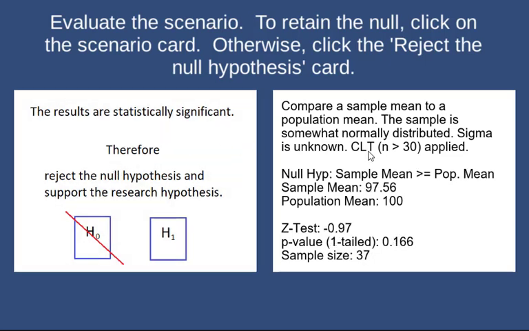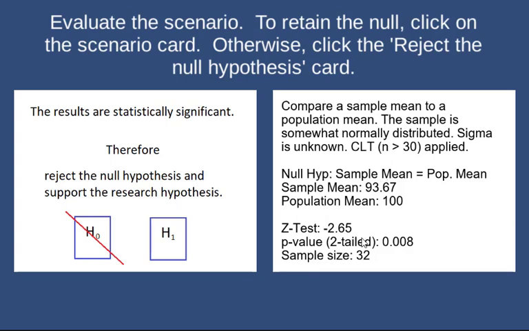Okay, we have another scenario where because our sample size is larger than 30, we can go with the z-test. It's going to be a one-tailed z-test where the null hypothesis says that the sample mean is larger than or equal to the population mean. We take a look at the evidence, and the sample mean was actually smaller than the population mean. It was 97.56 compared to 100. The z-test is a negative 0.97. That's not a very large z-test. We're probably going to be retaining the null, and we look at the p-value for this one-tailed test. It comes out to be 0.166, and that is not less than or equal to our alpha level of 0.05. So we're going to retain the null. We'll click on the scenario card.